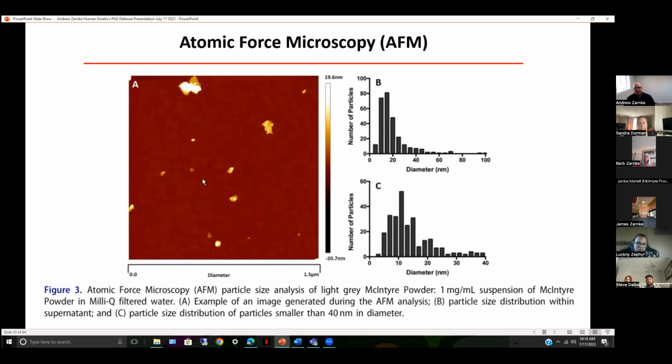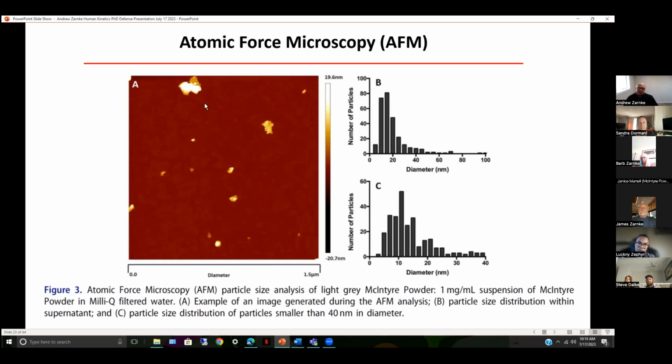Here's an example on the left of one of the images. And you can see by the scale bar that this is 1.5 microns. So this is actually an image of some of the very smallest McIntyre powder particles that we were able to image, close to 5 nanometers in size. Just to put that into perspective, an alveolar macrophage is about 10 micrometers, and a single lipid molecule in one of our cells is close to that 5 nanometers in size. So we're looking at the size of a lipid molecule potentially.